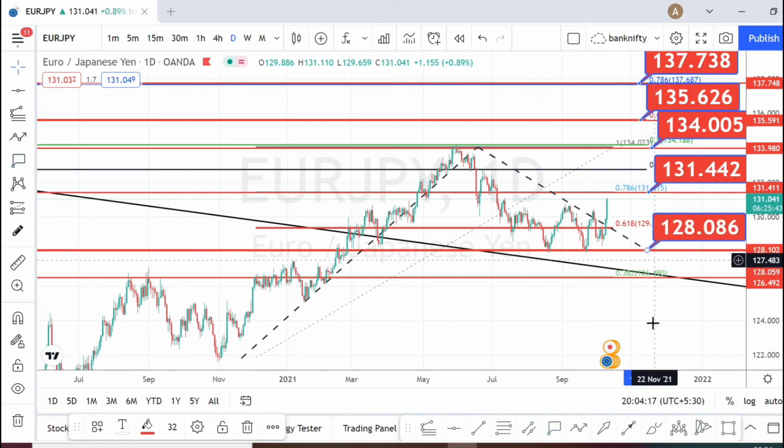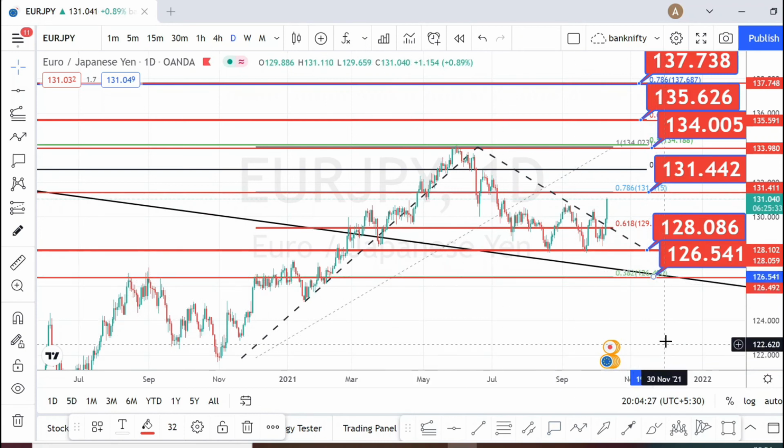128.086. That will be the first support. The next support is going to be at 126.541. If it breaks this level, we can see the trend reversal to happen. This level is going to act as a strong point to decide for the trend reversal.